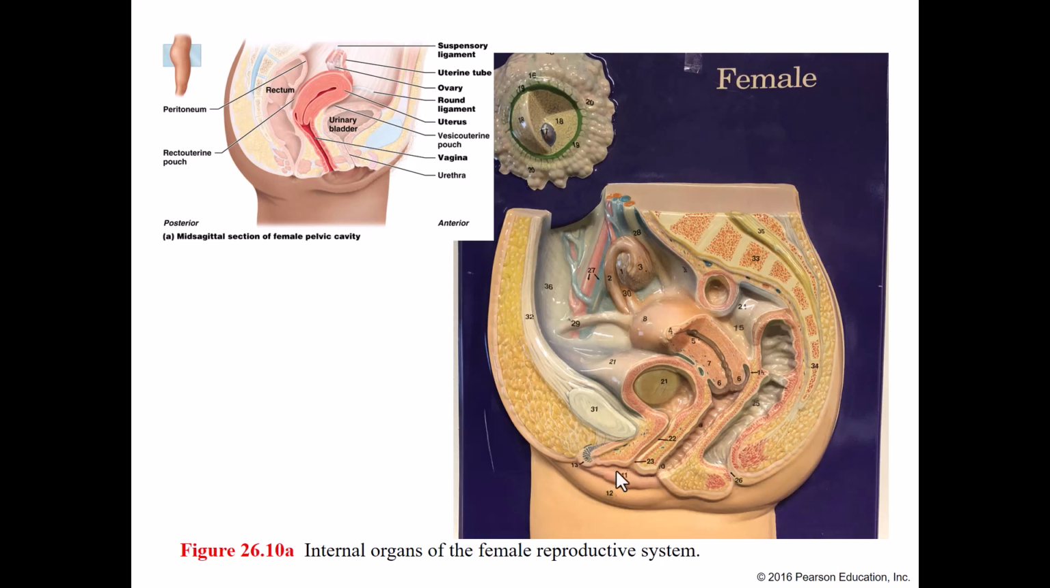Here is the clitoris, the minor labia, and the major labia. The rectum is back here. So this would be the model that you would possibly label in lab.